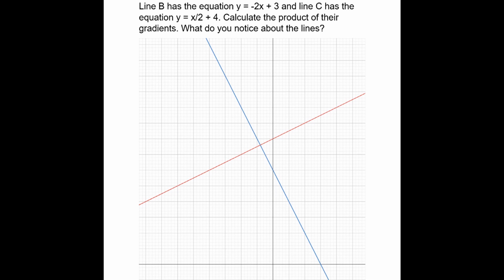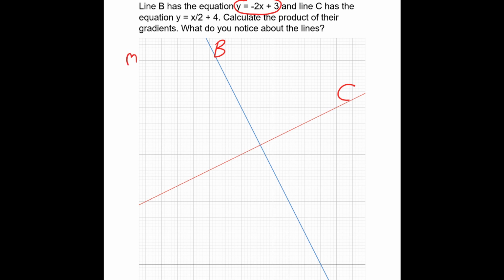Now let's have a look at a different example. Line B has the equation y = -2x + 3, and line C has the equation y = x/2 + 4. B is the blue line and C is the red line. We want to work out their gradients first, and then work out what we get when we times those two gradients together.